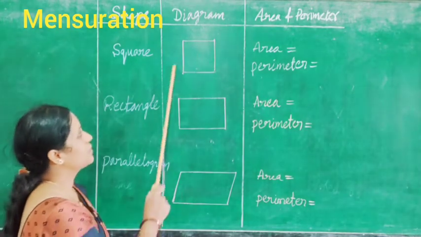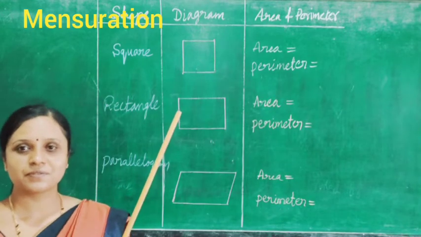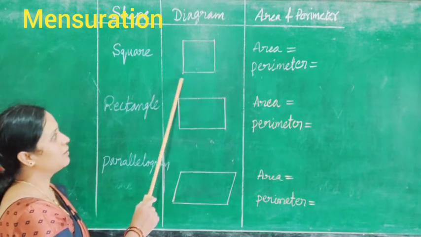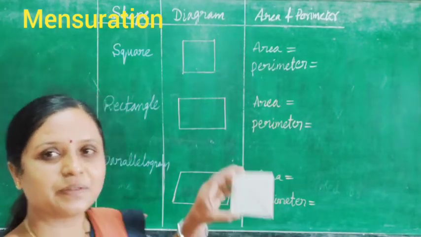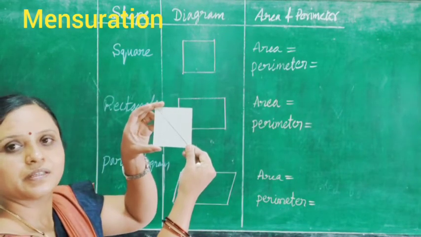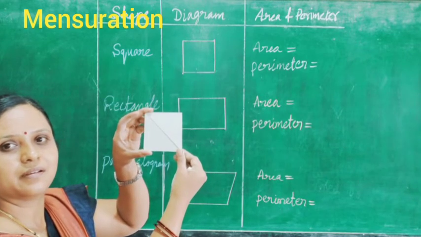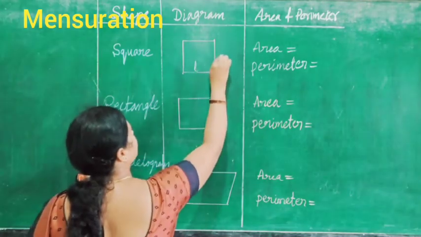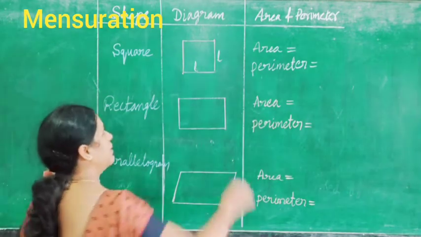Students, you know the properties of a square. What are the properties of a square? In a square, all the sides are equal. So now look at this figure. So this is a square. So in this square, all the four sides are equal. So each of the sides is L.